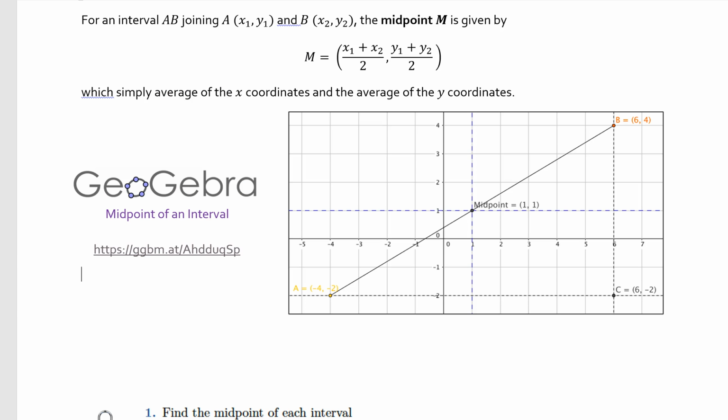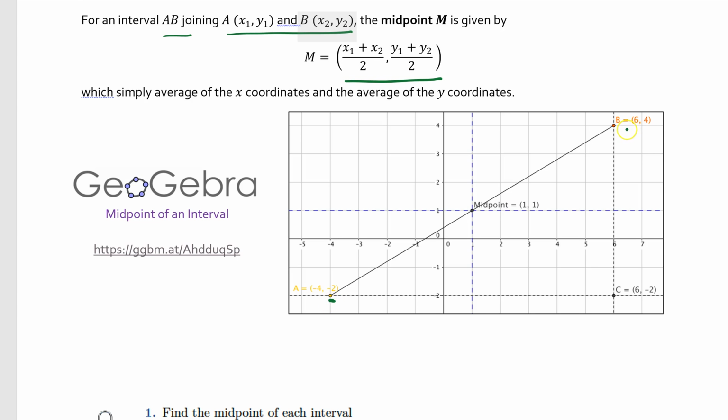The next thing we look at is midpoint. So again, there's a formal definition for an interval AB joining these 2 points. The midpoint is given by this formula, which looks impressive, but what it's really saying is take the average of the x's and the average of the y's to get halfway between each of them. And that's all that it is. So again, I don't think you really need to memorize this formula. You just use the interpretation of it.